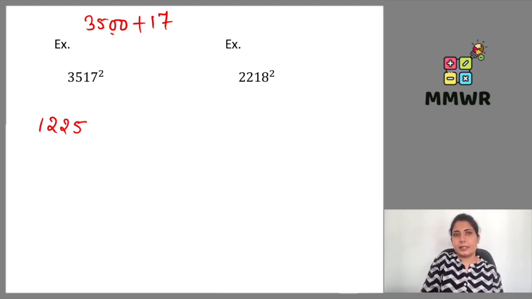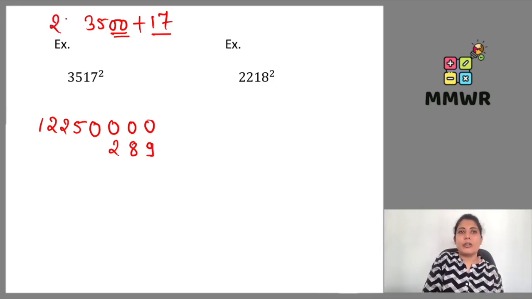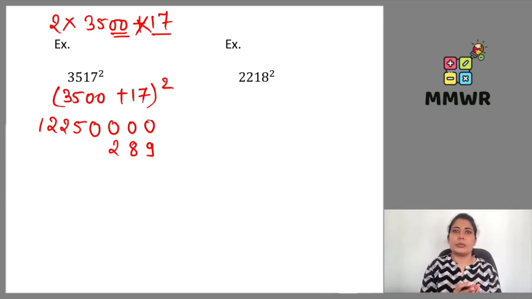1225. And here we have 2 zeros in the number itself, so its square will have 4 zeros. Square of 17 will be 289. Then we have to take twice the product of these. So here I broke the number this way, just for better understanding. From here the solution begins.